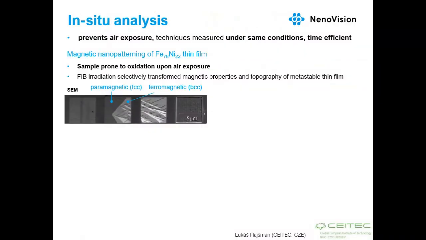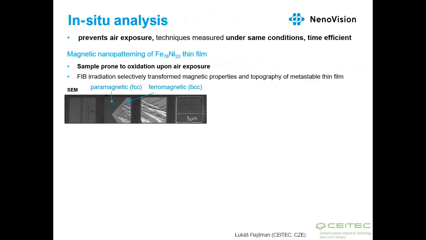Yes. Thank you, Marc, for the introduction. And I will give you also one example from our side. When I'm talking about in-situ analysis, I will give you an example where it's fundamental to prevent the air exposure of your sample, and it's quite an interesting sample: magnetic nanopatterning. It's a thin film of iron and nickel, and it's very sensitive and prone to oxidation upon air exposure. So what's the idea of what the guys from CEITEC in Brno did?